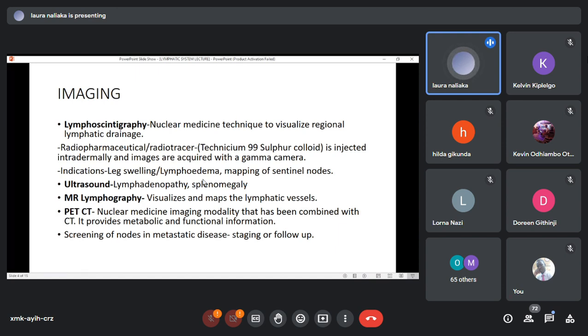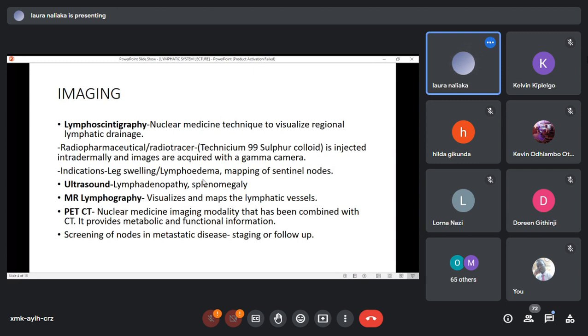So we are going to look at different imaging modalities for the lymphatic system. We'll start with lymphoscintigraphy, which is basically a nuclear medicine technique to visualize regional lymphatic drainage. In lymphoscintigraphy, a radiopharmaceutical tracer is injected into the patient, and then the images are acquired with a gamma camera, because they emit the radio tracer from the patient's body. Then the gamma camera will be able to pick that. Lymphoscintigraphy indications are lymphedema or mapping of sentinel nodes. I hope you know what sentinel nodes are.